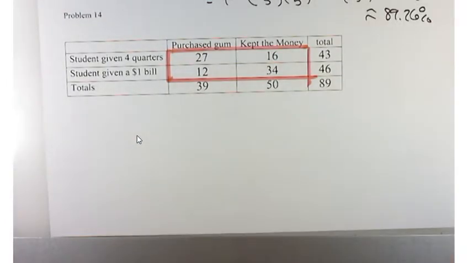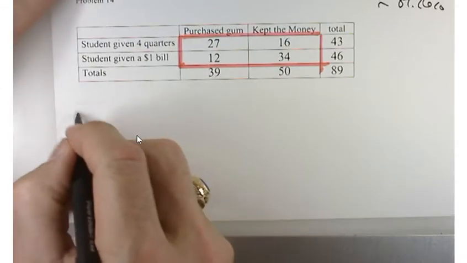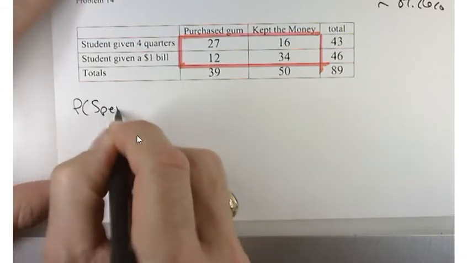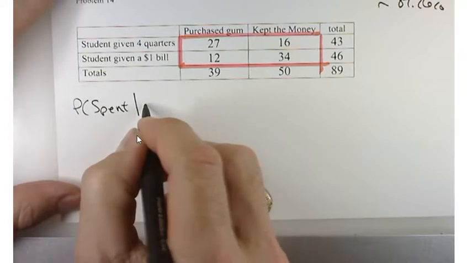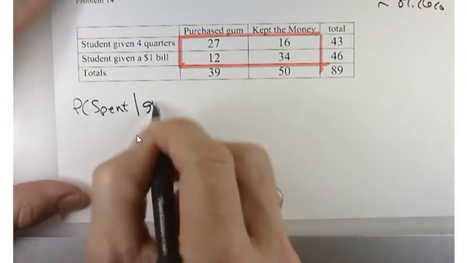Problem A says, find the probability of a randomly selected student who spent the money given that the money was a dollar bill. So let's see if we can't write that. Probability that they spent it given that they were given a dollar bill.